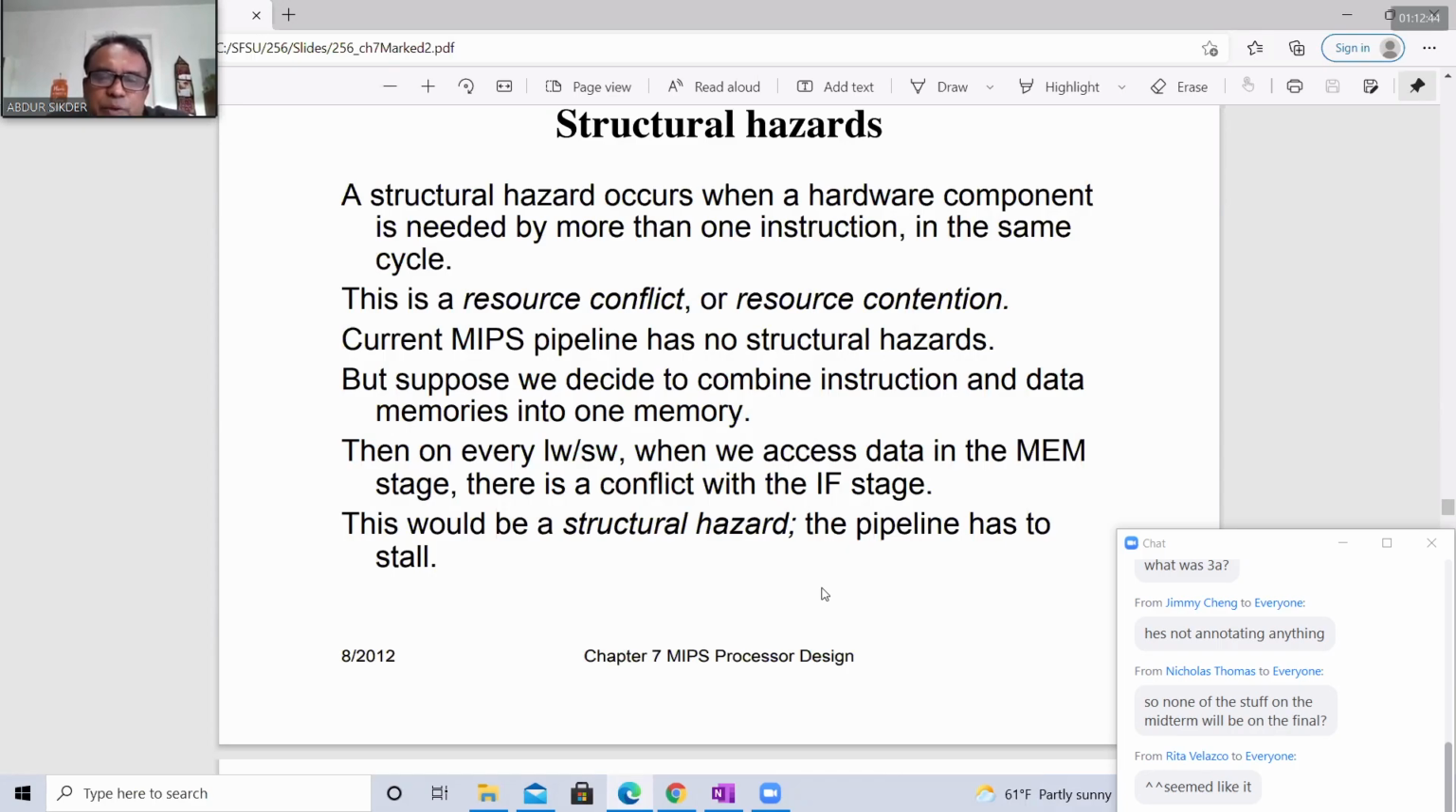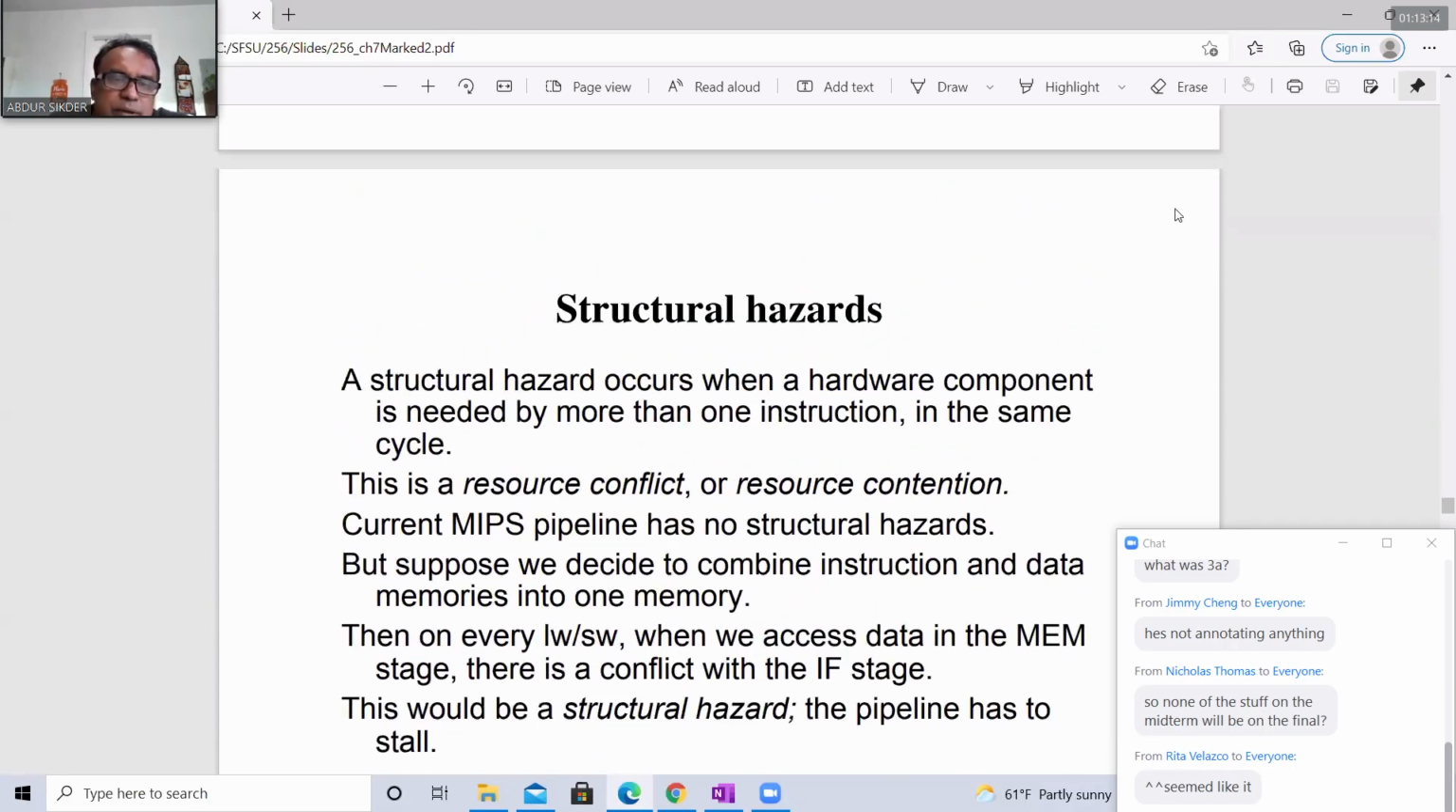The current MIPS pipeline has no structural hazard. But suppose we decide to combine instruction and data memories into one memory. Then on every load word or store word, when we access data in memory, there is a conflict with the instruction fetch stage. This would be a structural hazard. The pipeline has to stall. So we started these three hazards, with examples actually. We'll talk about that even more in the next class as well.